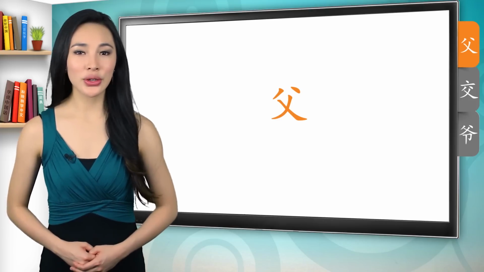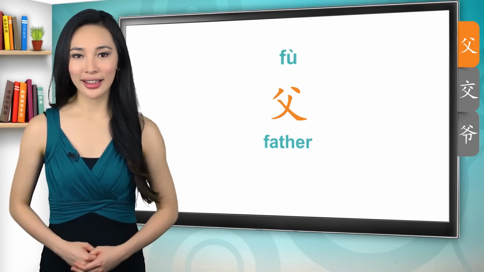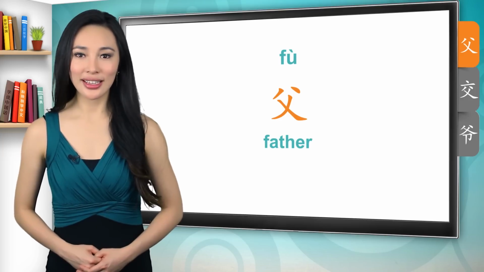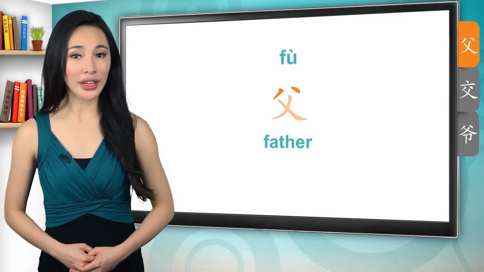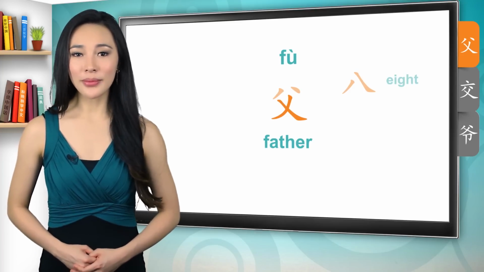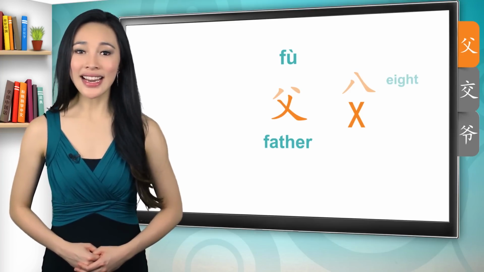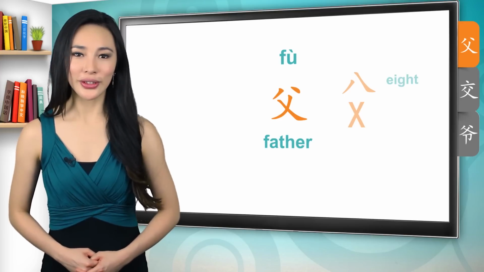Our first character is pronounced Fu. It means father. Let's break it down. On the top of this character, you can see a small version of the character Ba or 8. And on the bottom, you have a structure that looks like an X. When you put the two together, you get Fu.